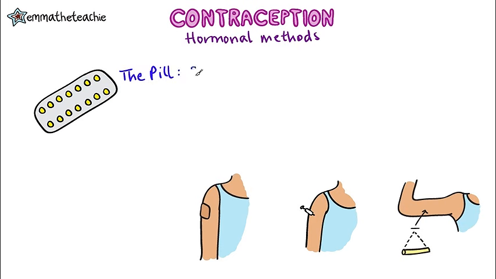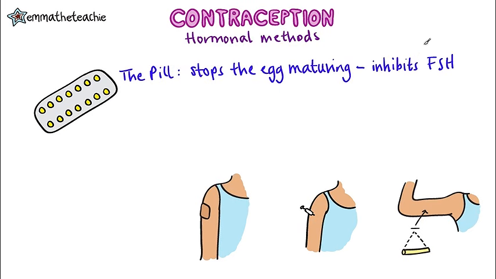This is taken every day and contains hormones that will stop the egg from maturing. Do you remember which hormone normally makes the eggs mature? Yeah, it's FSH. So the pill inhibits FSH, which just means it stops the production of FSH.